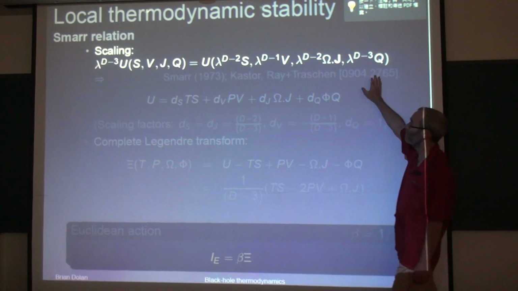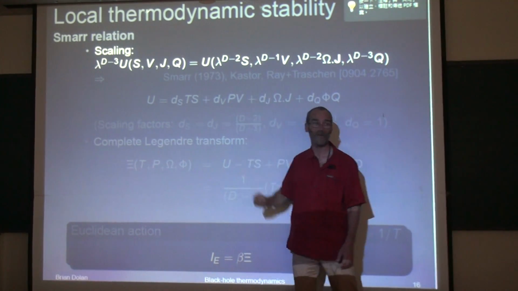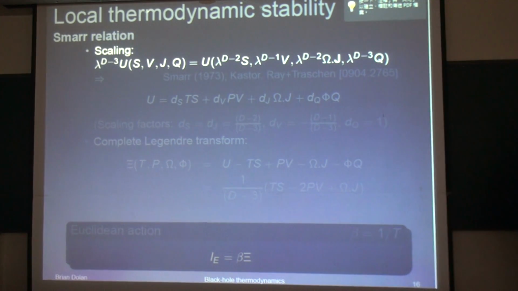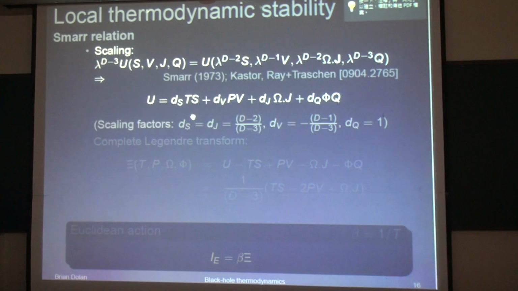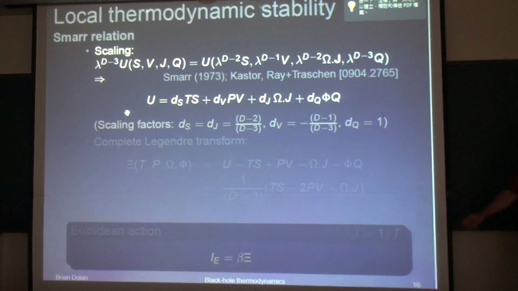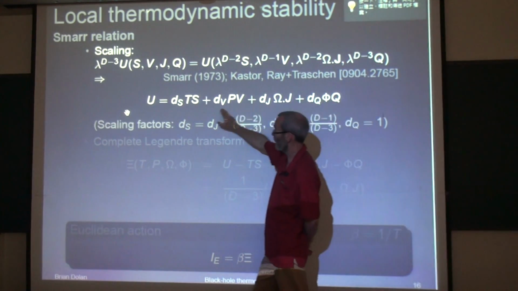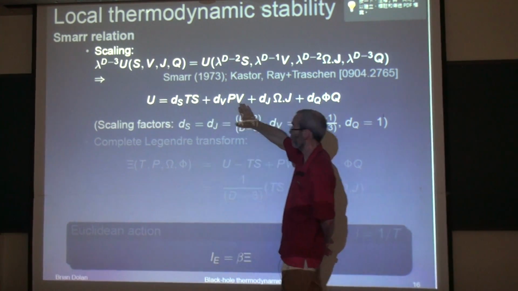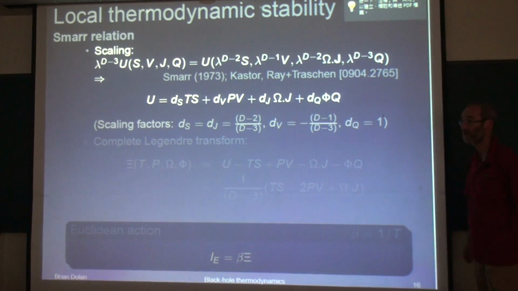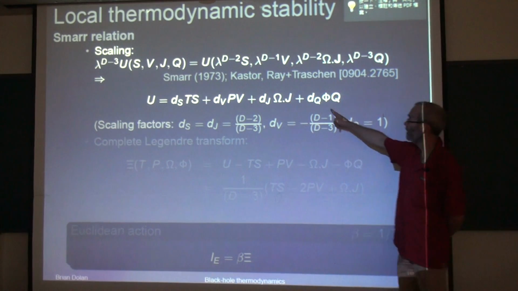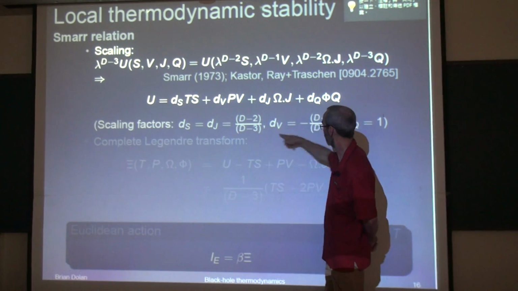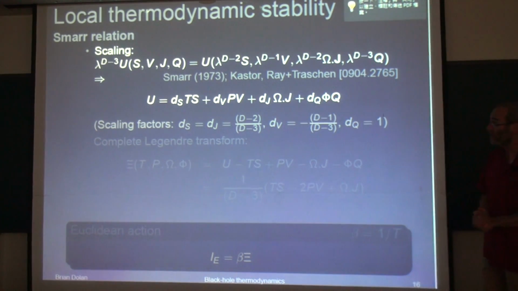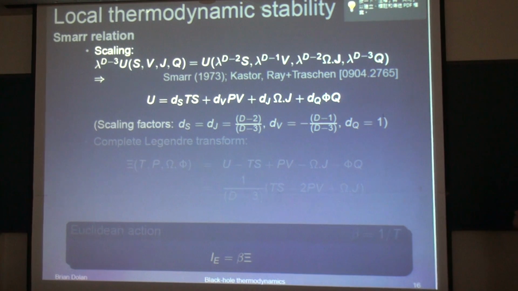So we can do the same thing as before. We can differentiate with respect to lambda and set lambda equal to 1, and we get one relation between the internal energy and the products of all the internal extensive variables. So these D's here are just numbers that you can work out, the ratios, capital D minus 2 or capital D minus 3. So then we can work out the complete Legendre transform.